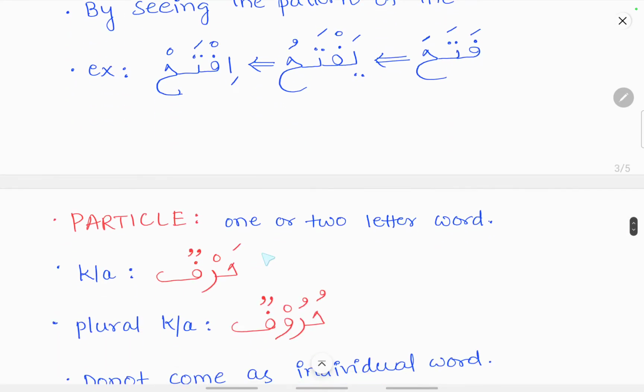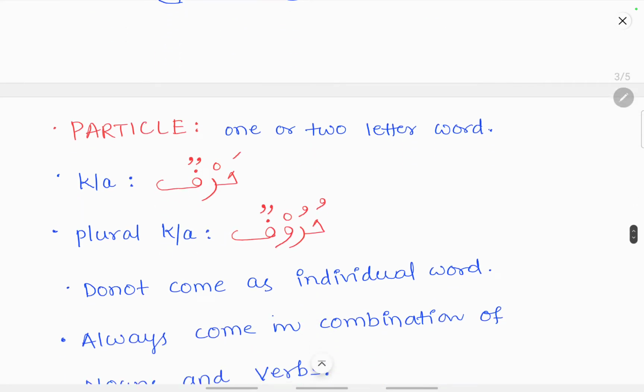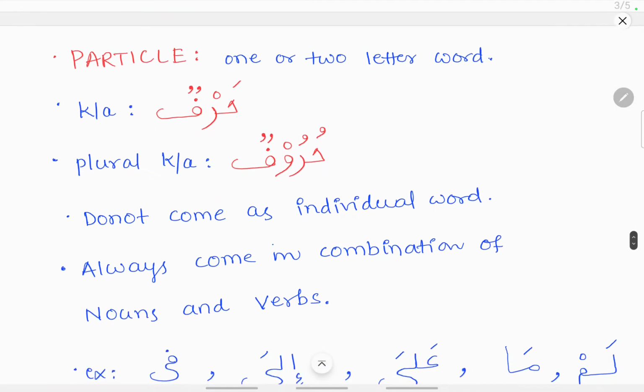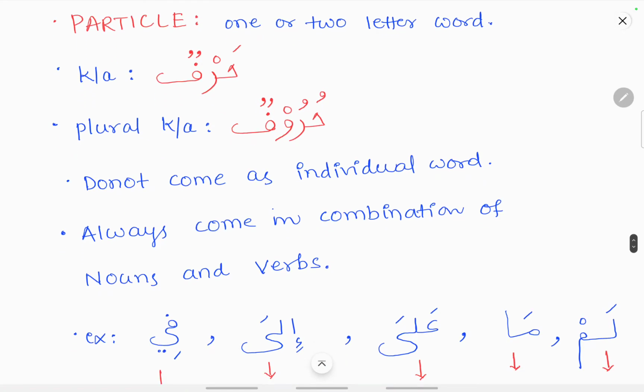So a particle is a one or a two-letter word. The particles in Arabic are known as harfun. The plural of harf is hurufun.